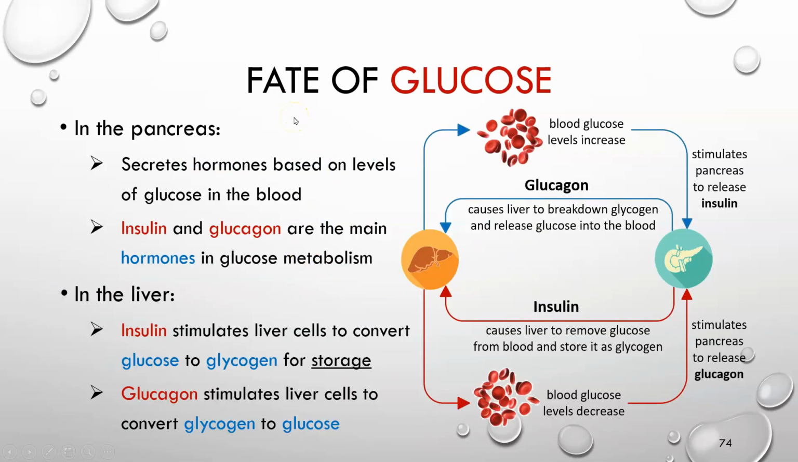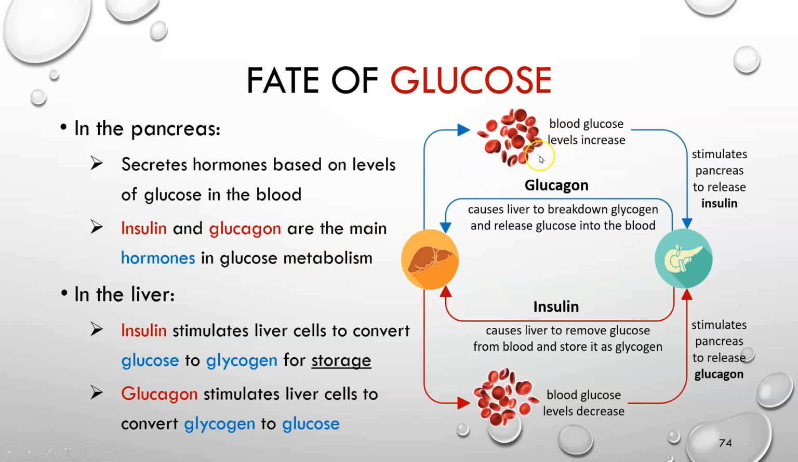Okay, now what is the fate of glucose specifically? So in the pancreas, remember that we have learned about the pancreas. The pancreas secretes hormones based on levels of glucose in the blood. Okay, this one is a bit of FYI information, but it's also good for you to know. Okay, so insulin and glucagon are the main hormones in glucose metabolism. Okay, what does this mean?